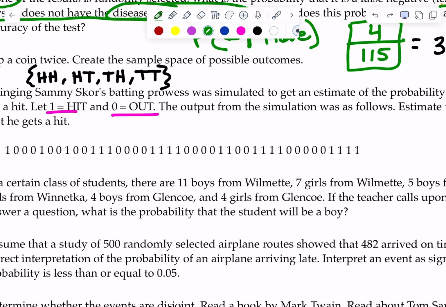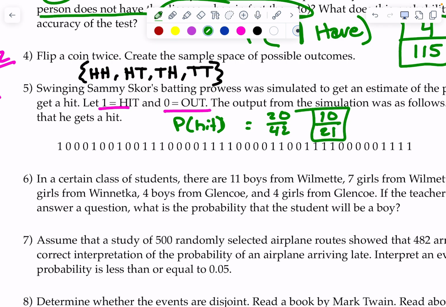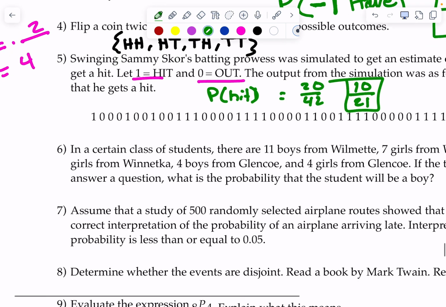They want us to estimate the probability that we get the hit. So probability of hit, 20 out of 42. So 10 out of 21. Did we reduce? Something like that. Okay. If you want to give it to me as a decimal, that's fine. I don't care what form the answer is in. Either fraction, decimal, percent, I don't care. Okay, 6. They're giving me a list.